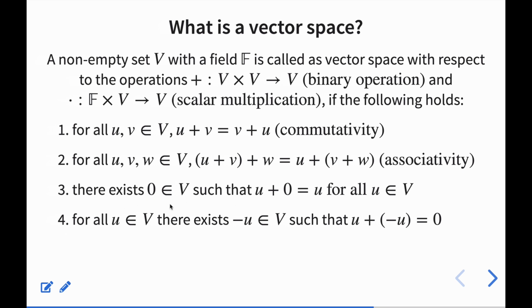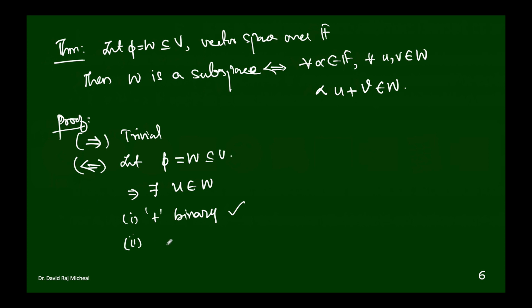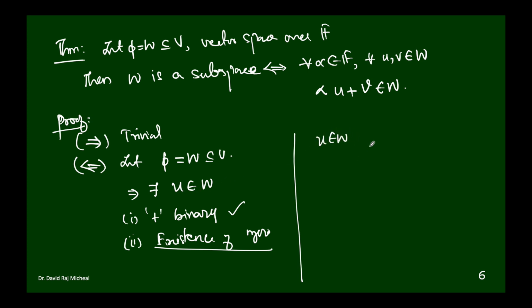I have to check whether 0 is in the set or not, meaning whether the identity exists, as well as, for any given u in W, whether a negative exists so that I get the identity, which means whether the inverse exists or not. That's what I have to check. Let's go to that. I want to check the existence of 0. So how do I check the existence of 0? Suppose u belongs to W, which I know, this is clear. So u is already there in W because W is a non-empty set.